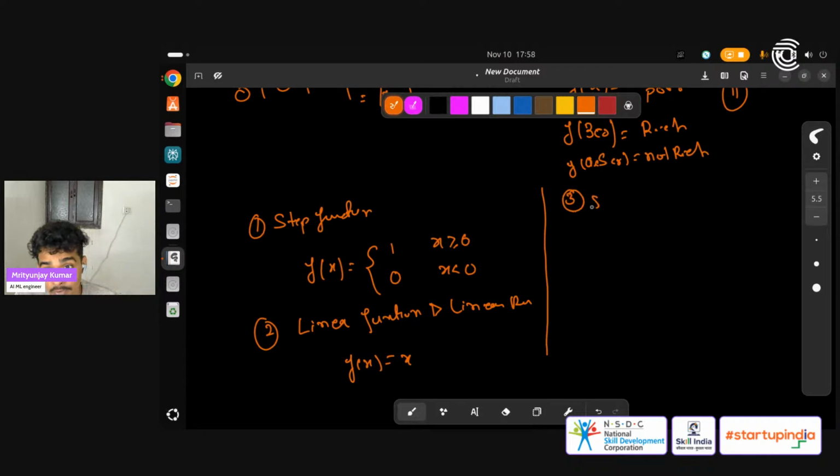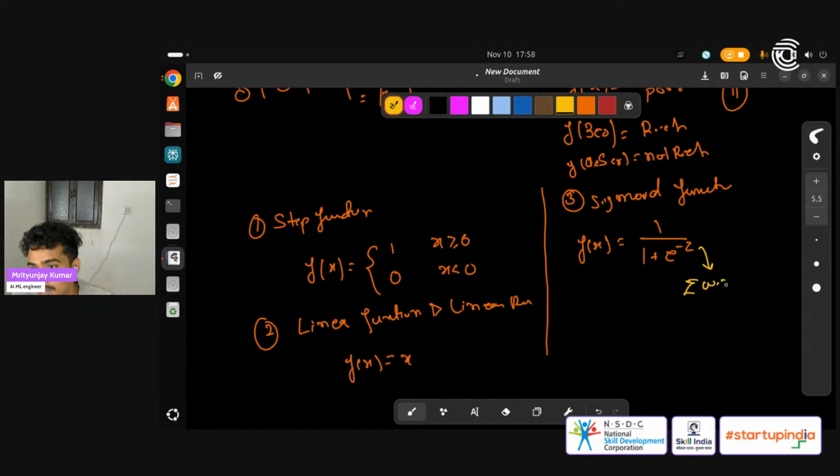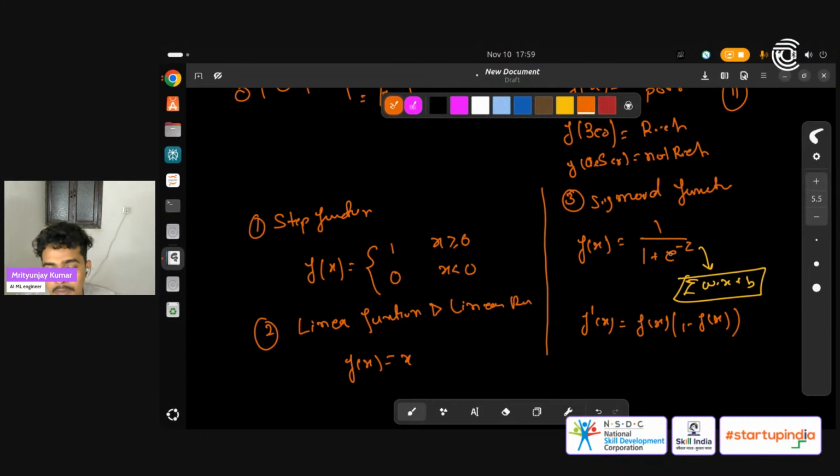The most used is the sigmoid function. The sigmoid function is very important. f(x) equals 1 by 1 plus e to the power minus z, where z, you know, right? z is the summation of weights and biases. This is basically z, okay. And this is differentiable. If you find f'(x), you are going to get f(x) into 1 minus f(x). You will get this, okay. You don't have to focus on this one, but it is differentiable. Just understand these things, okay.